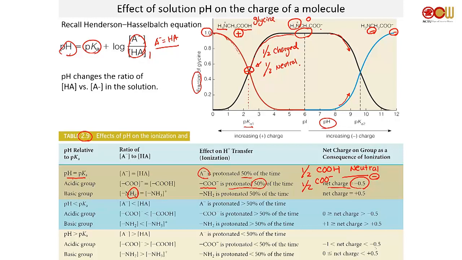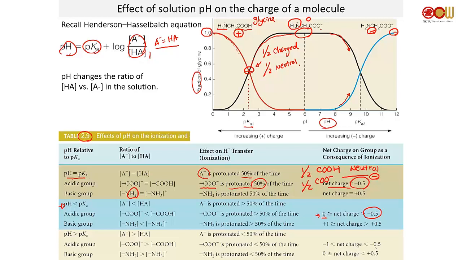Okay, simple, right? So if your pH is lower than the pKa, that means your acid is going to be protonated greater than 50% of the time. So the net charge is going to be greater than minus 0.5 and less than 0. Okay, does that make sense? So it's going to be minus like 0.3, minus 0.2, right? It's becoming less minus as the pH drops.